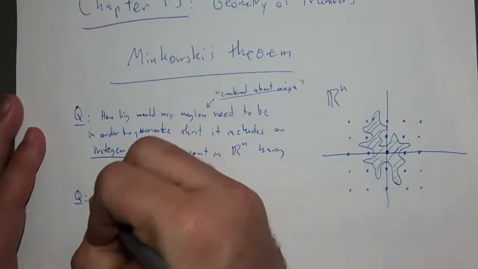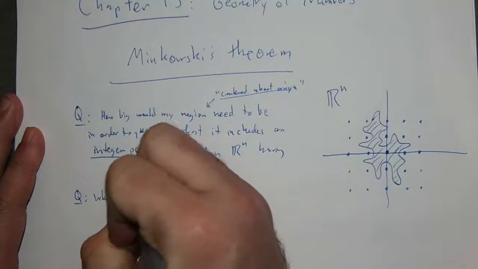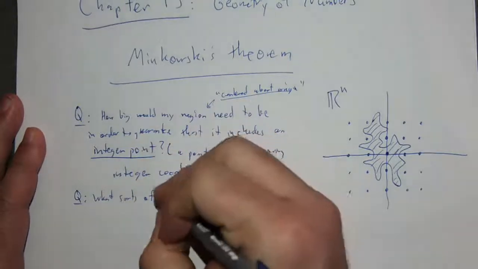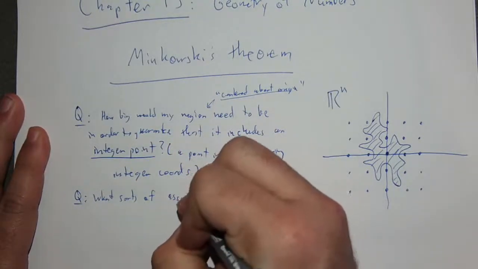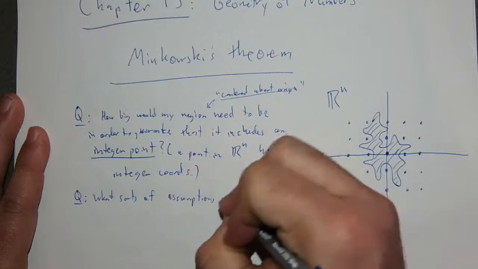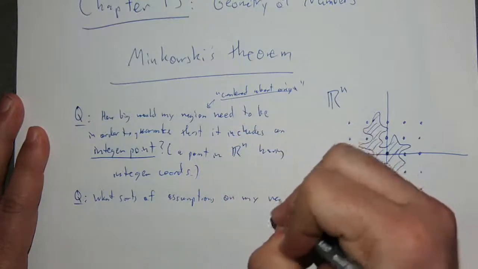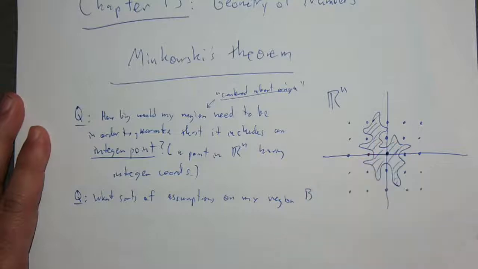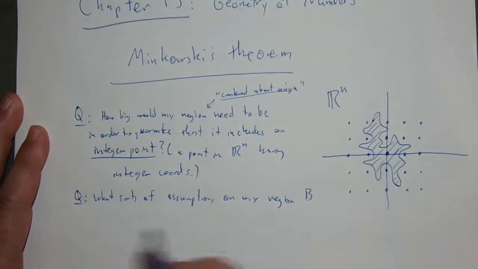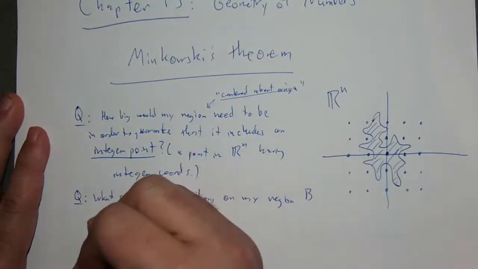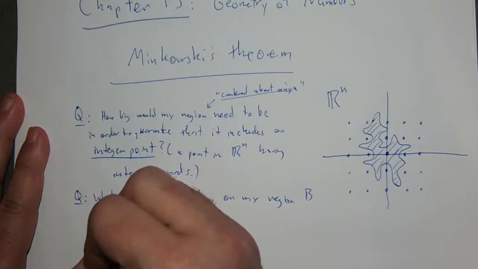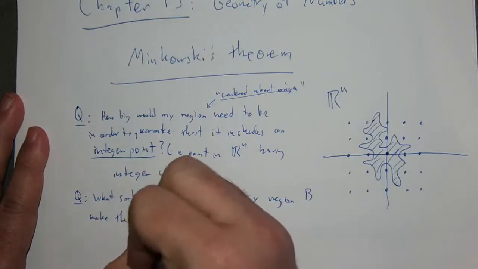The question: what sorts of assumptions on my region, we'll call the region B, make the previous question more interesting?